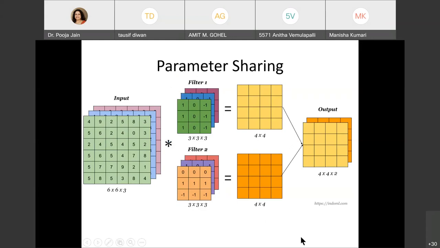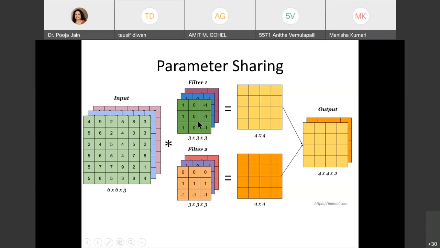Now, come back to this slide, in which we will see the parameter calculation. On this particular input, we apply the filter. What is the input size over here? Input size is 6x6, and it is a color image, so three channels are there: first channel, second channel, and third channel. So the total tensor shape is 6x6x3. On this input, we apply filter 1 as well as filter 2. It means we are applying 2 filters on the input. What is the size of the filter? We are applying a 3x3 filter.